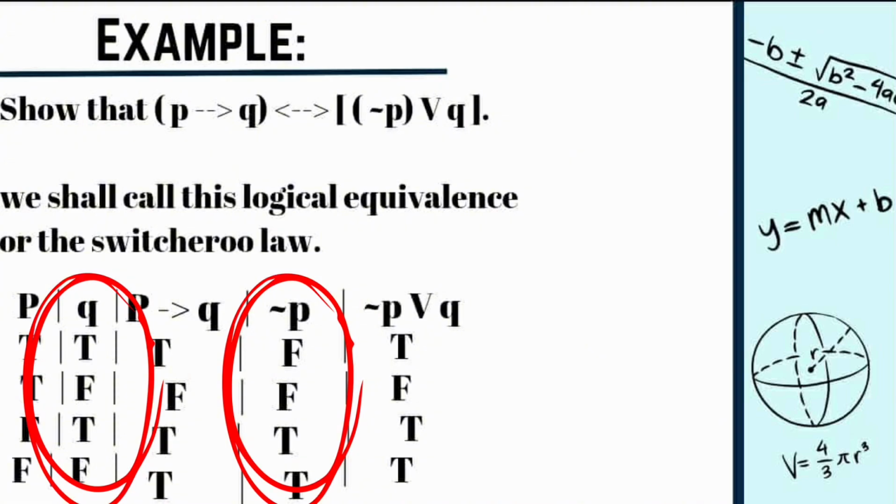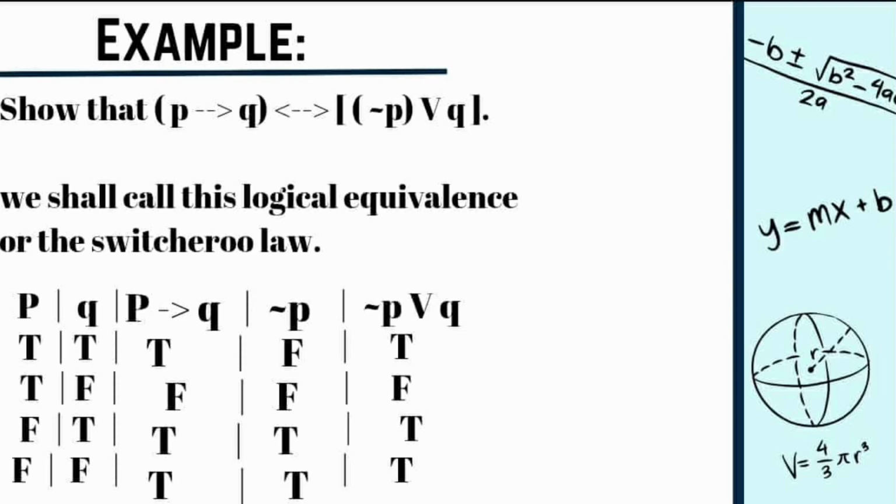So in the second case, as you can see, both of the components are false, so therefore it is false. Next, the first, third and fourth are all true. So as you can see, the values for P then Q and for not P or Q are the same. So we can say that P then Q is logically equivalent to not P or Q.